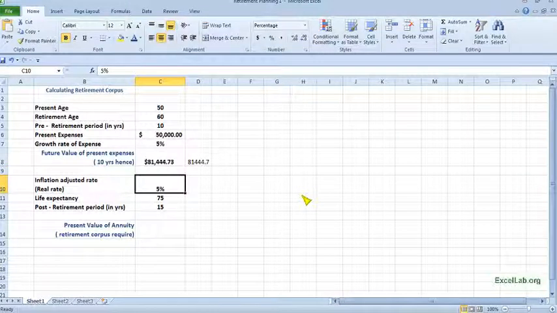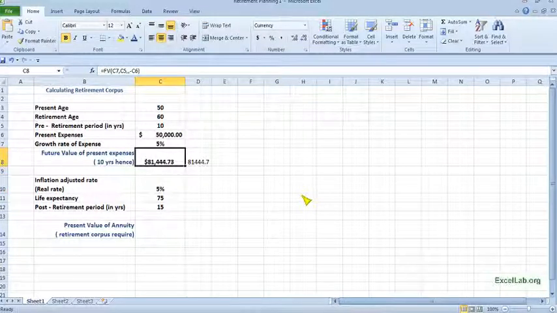Okay, now this is the amount he requires during the post retirement period. So the next task is to calculate the corpus. For 15 years he will require 81,444. So again, this is the real rate, which is 5%, and life expectancy is 75 years. So this is the post retirement period, that is, he will be alive for 15 years.